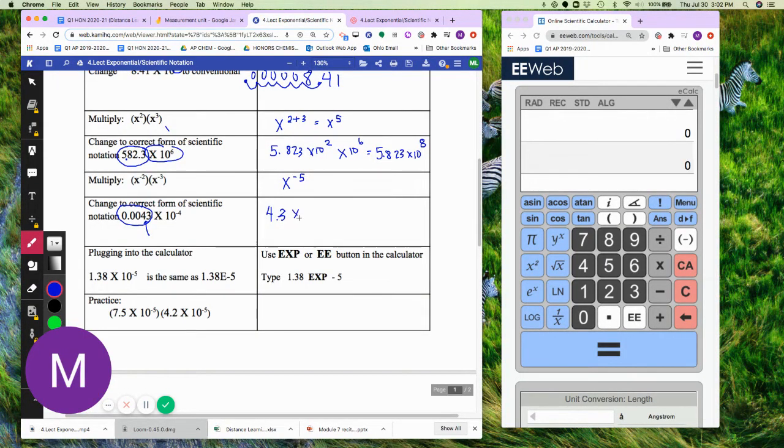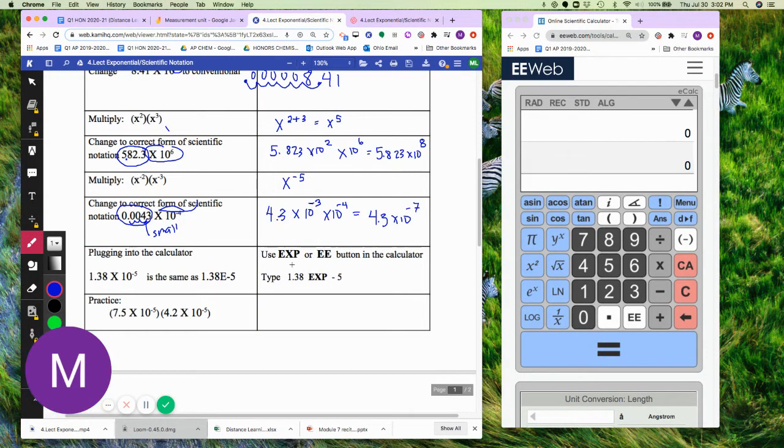4.3 times 10. How many times did you move it to get there? You moved it 3 times. 1, 2, 3. Is this number small or big? It is a small number, which means put a negative sign right there. Okay, and then put this in. So times 10 to the negative 4 equals 4.3 times 10 to the negative 3 plus negative 4, which is negative 7.